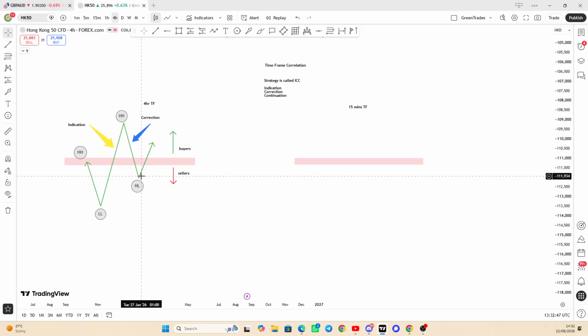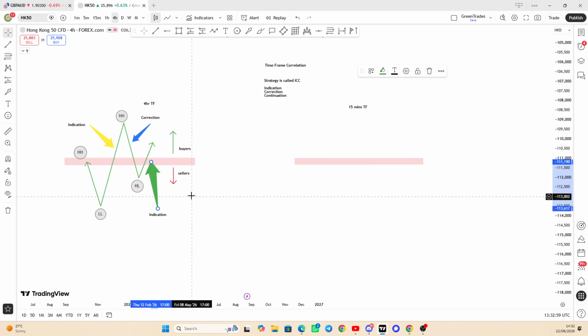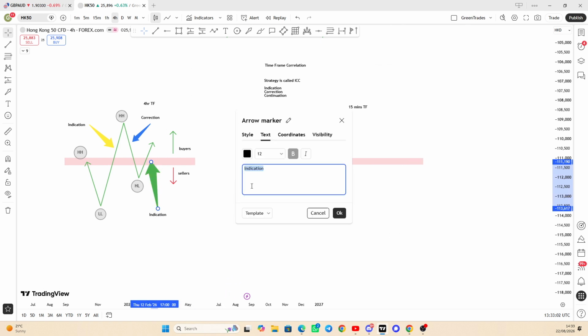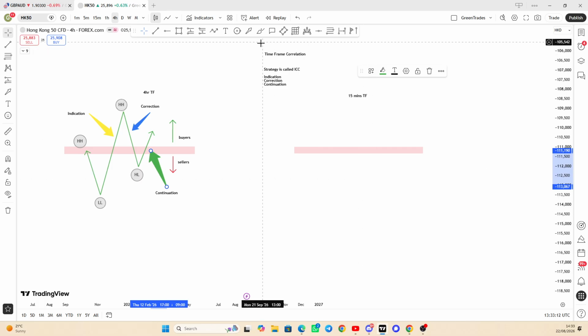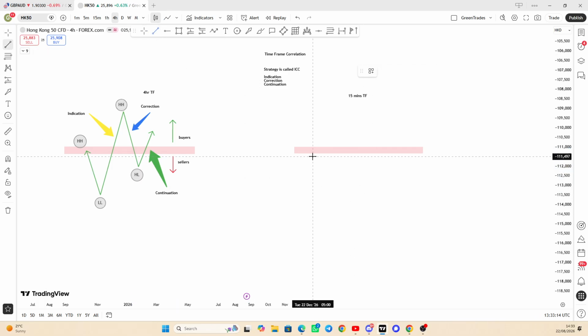And our continuation will be this one. This will be our continuation. Let's make this one green, and let's rename it to be continuation. That will be our continuation, right? So what we are going to do is we want to see the same thing happening on the 15 minutes time frame. On the 15 minutes time frame, you're going to see something like this.